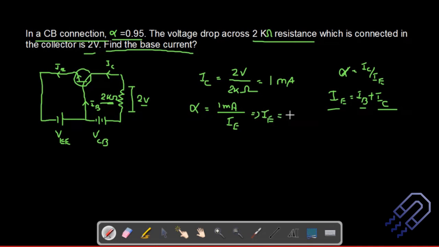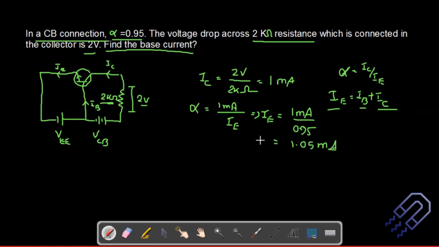If we calculate this, this will be 1 milliamps divided by alpha. Alpha is already given to be 0.95. This is for those who did not do it, or it's not very clear. I think it's very simple. And if I do it, how much should I get? 1.05 milliamps.